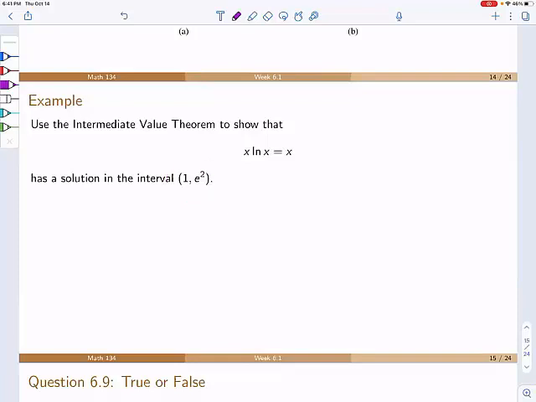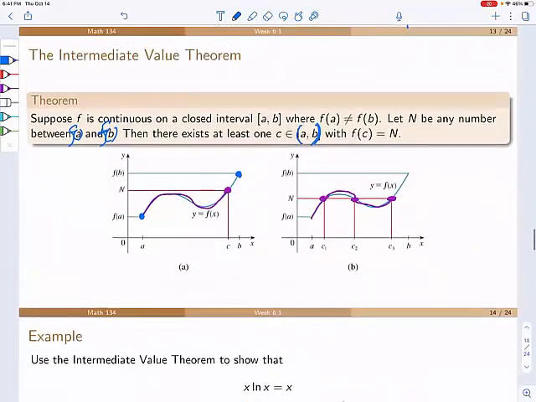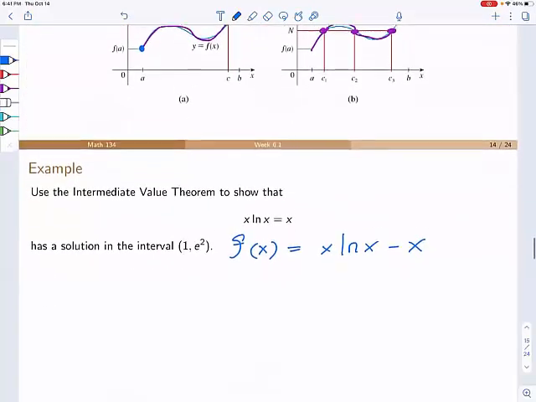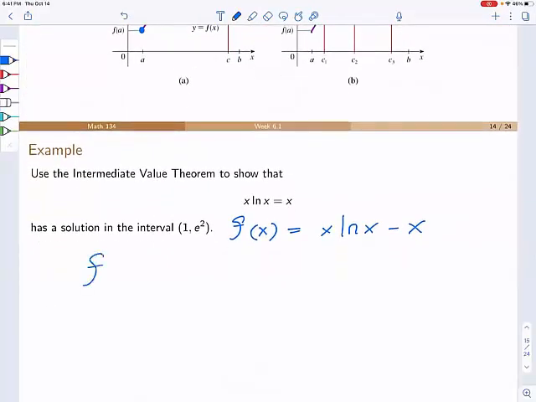So the first thing that we will need here is a function. So we're going to build our function by just subtracting x on both sides. So f of x will be x multiplied by ln x minus x. So there's my function. Now that I have a function, I can go ahead and use the intermediate value theorem. The first thing that I want to make sure is that my function is continuous on a particular closed interval. So this is something to just think about and verify. So f is continuous. Just make sure.